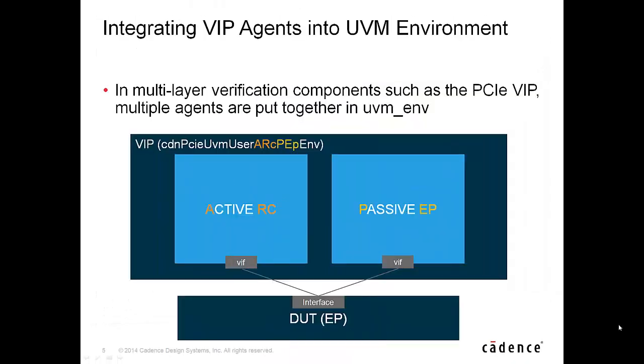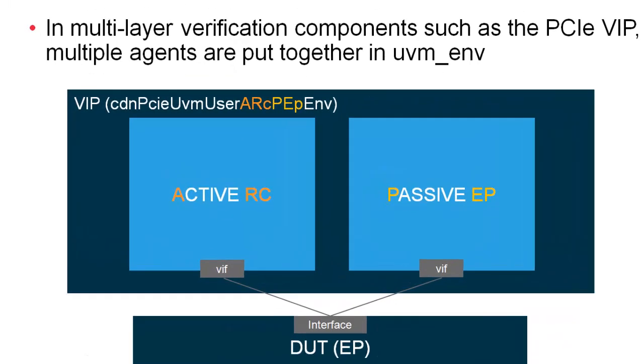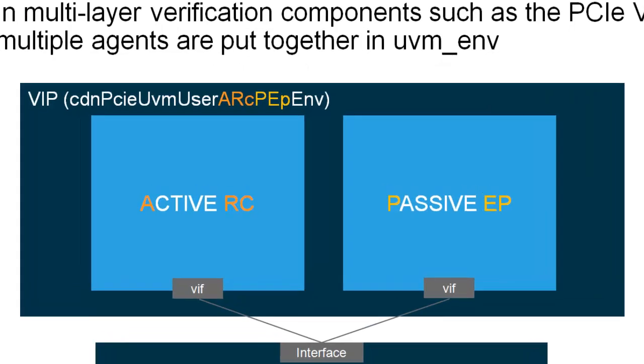In multi-layer verification components such as the PCIe VIP, multiple agents are encapsulated under UVM ENV. For instance, for this DUT, which is an endpoint, we will have an active root complex UVM agent which drives the stimulus, and we will have a passive endpoint which will monitor the behavior of the design. Now let's go see how this VIP can be integrated in UVM environment.